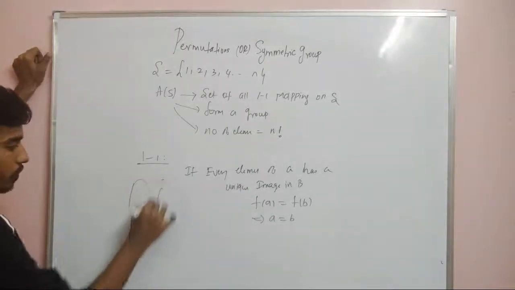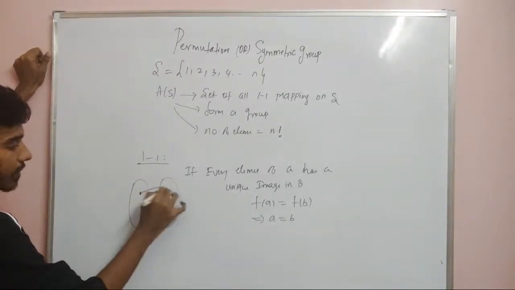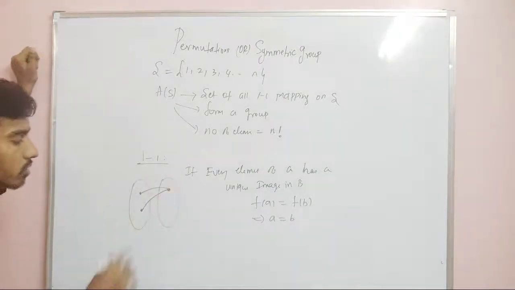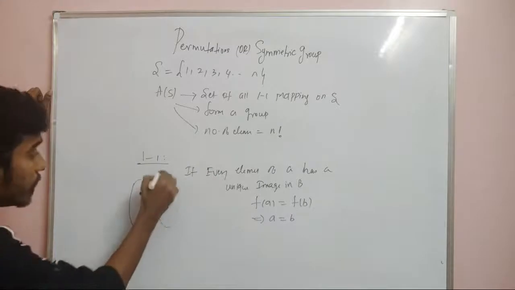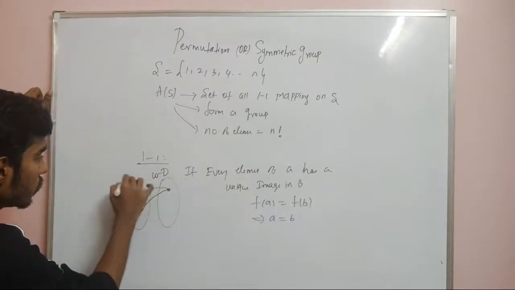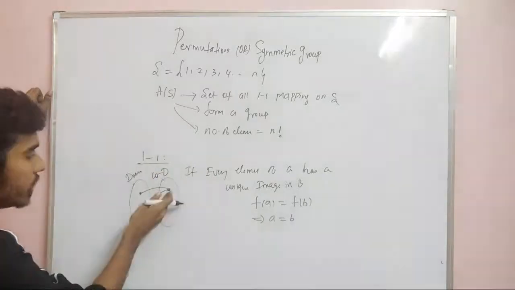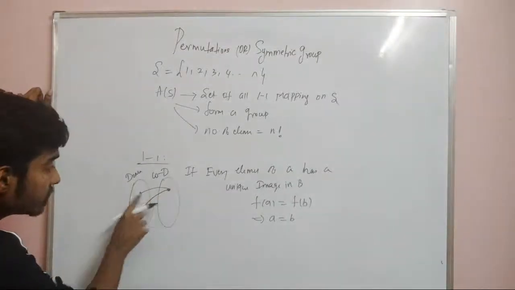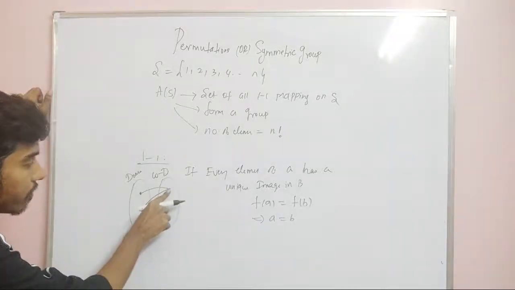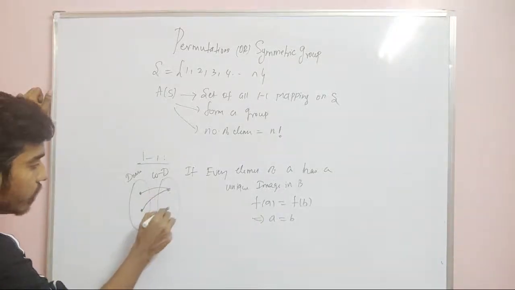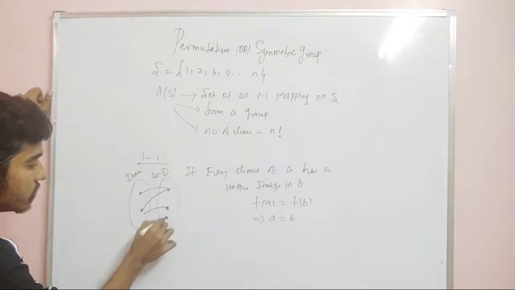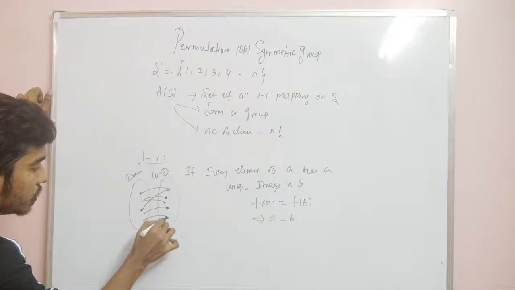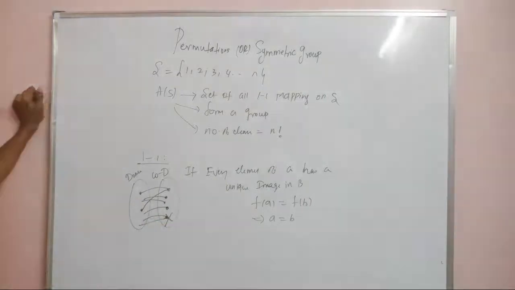That means, suppose this element is mapped to 0, this element cannot be mapped to the same element again. So every element in the codomain has only one pre-image in the domain. This is not 1 to 1. You can see this element has two pre-images. So every element should have only one pre-image. If this happens, then we say this is not 1 to 1.